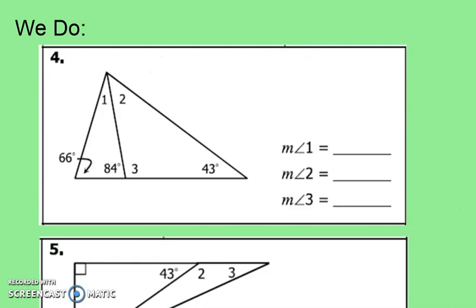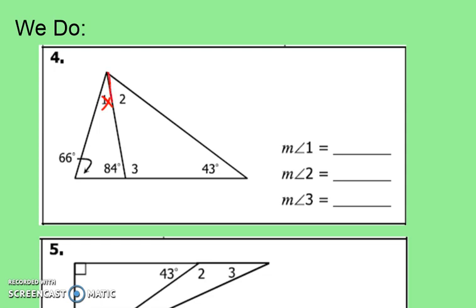Now, if we look at example 4, now we have two triangles together and we've got to find 3 different missing angles. So, it looks like a lot, but it's not too bad. In this case, I'm going to start with angle 1, and that's going to be my red X. I'll do them in different colors so they stand out.